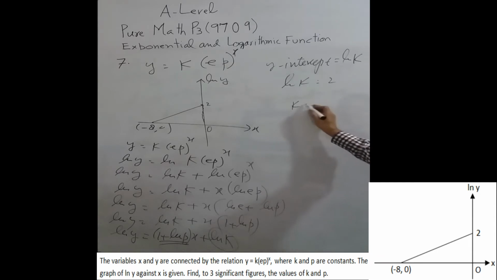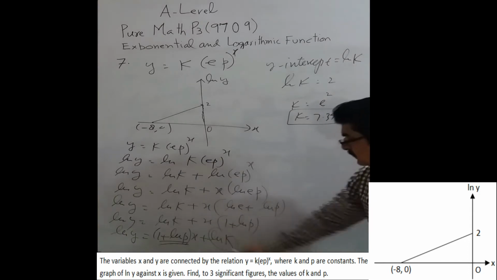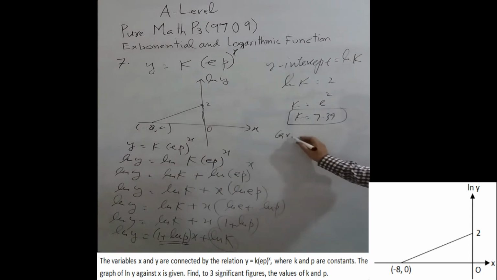So we have k is equal to e raised to the power 2. From the calculator, if you simplify it, you will get 7.39 up to 3 significant figures. Then we are asked to find the value of p also. Now see that the gradient is equal to 1 plus ln p.